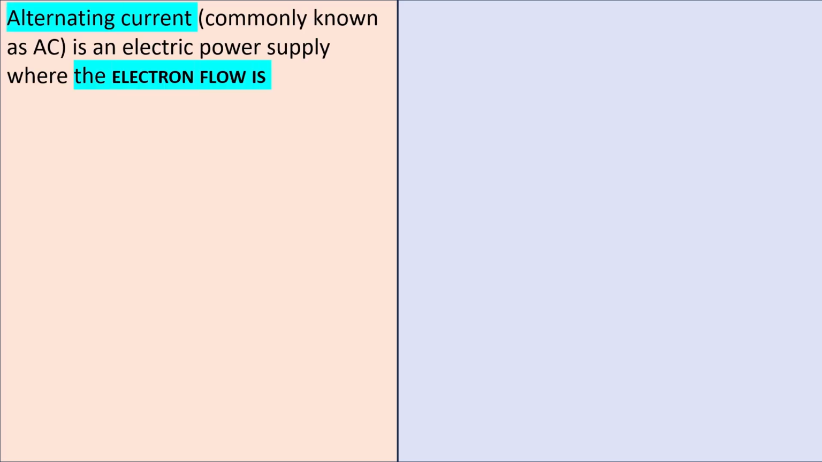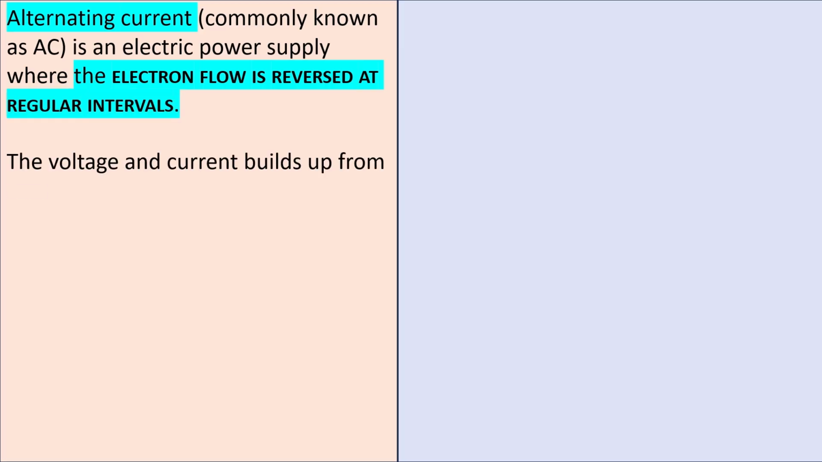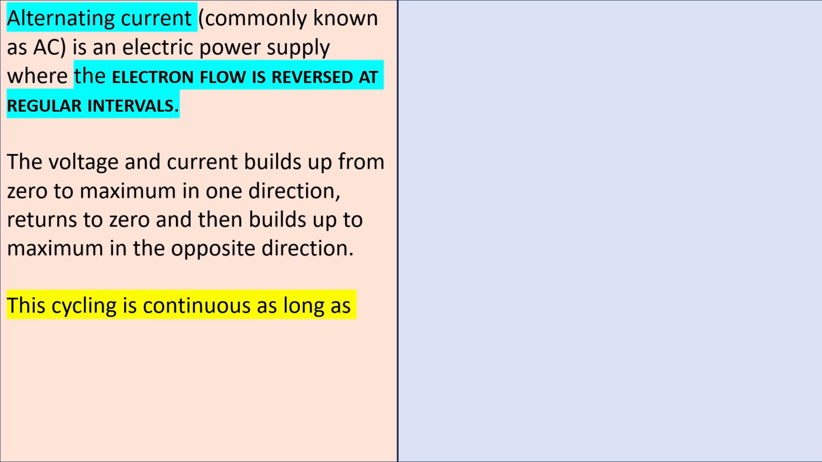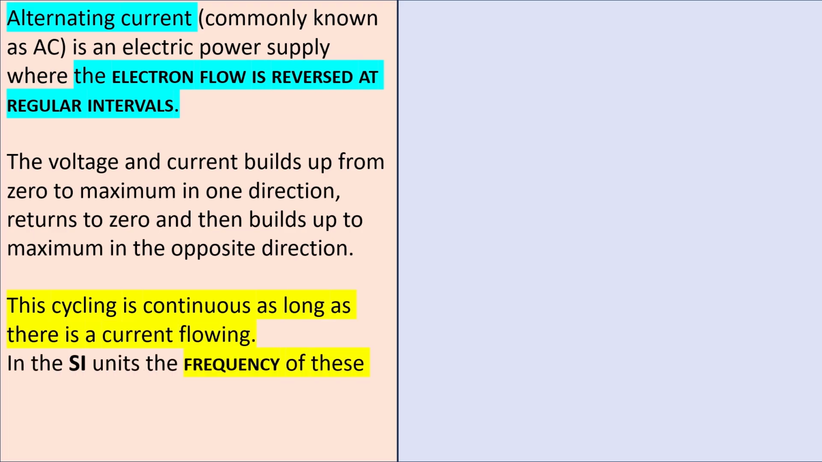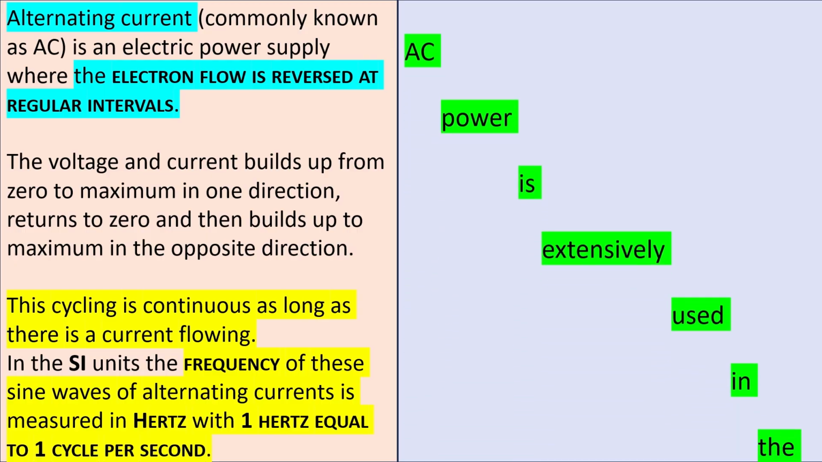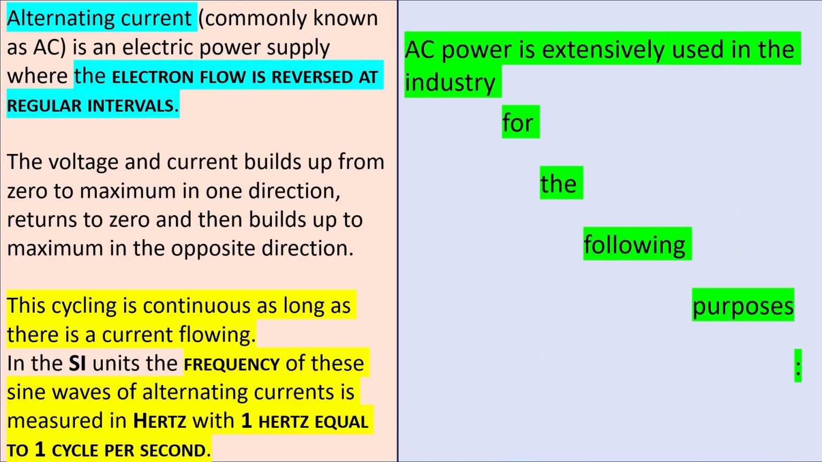Alternating current, commonly known as AC, is an electrical power supply where the electron flow is reversed at regular intervals. The voltage and current builds up from zero to maximum in one direction, returns to zero, and then builds up to maximum in the opposite direction. This cycling is continuous as long as there is a current flowing. In the SI units, the frequency of these sine waves of alternating currents is measured in hertz, with 1 hertz equal to 1 cycle per second.